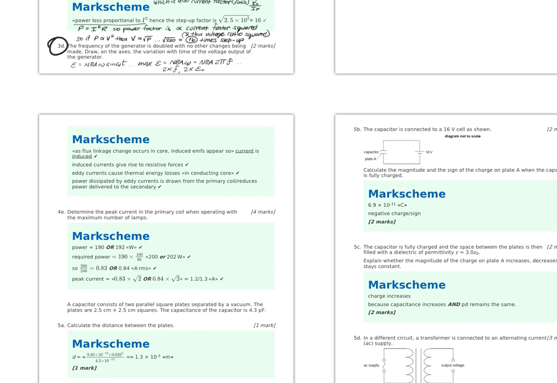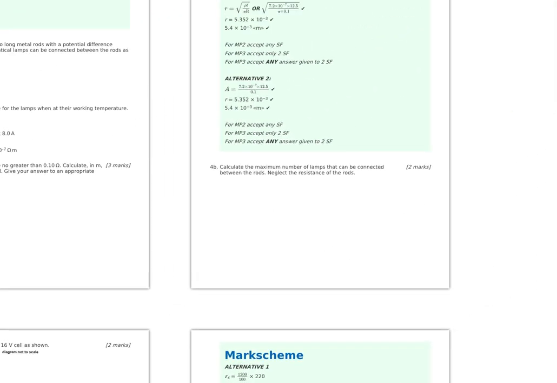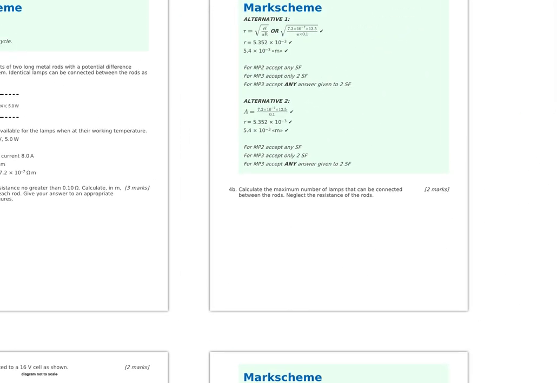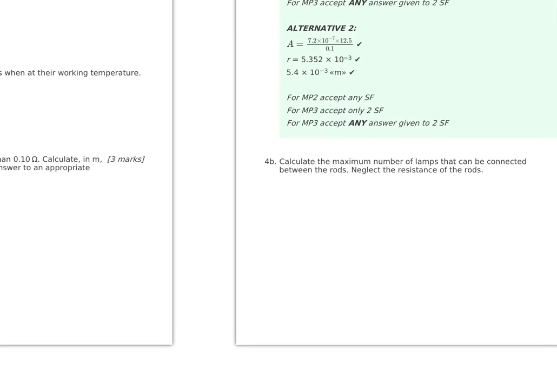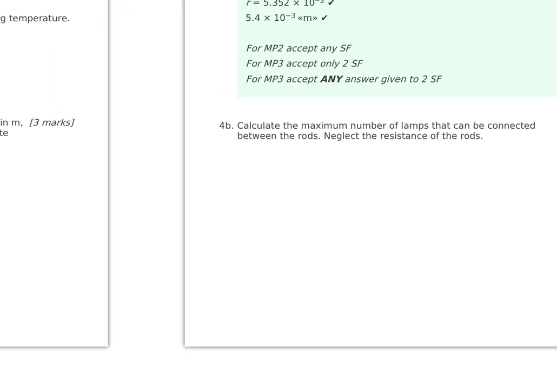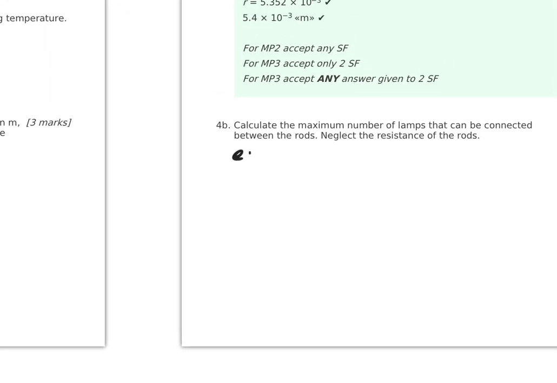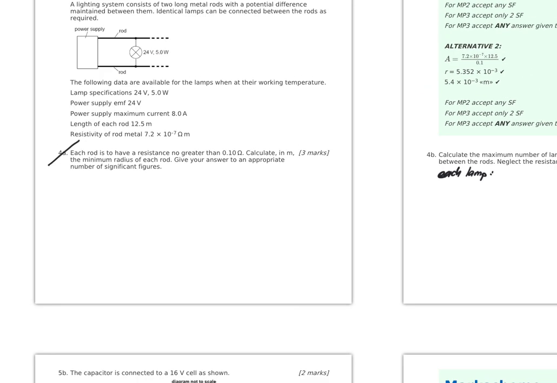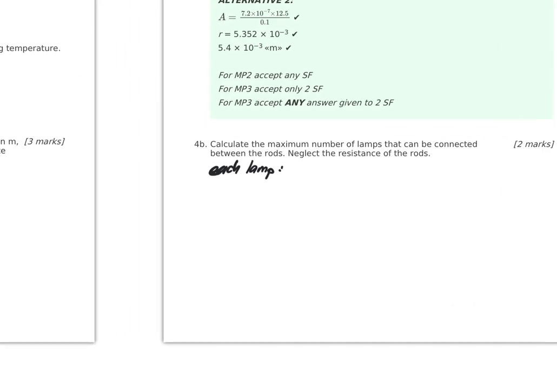For E, talking about the peak currents in the transformer, it says with the maximum number of lamps. 4B is where you calculate the maximum number of lamps. So each lamp is 24 volts, 5 watts. 24 and 5? Yes.